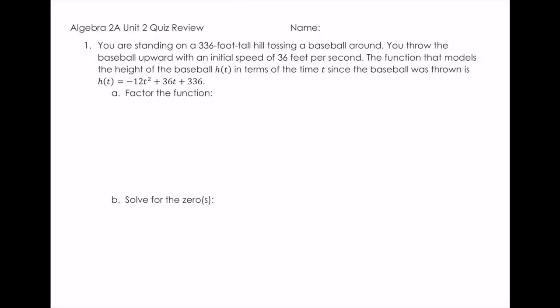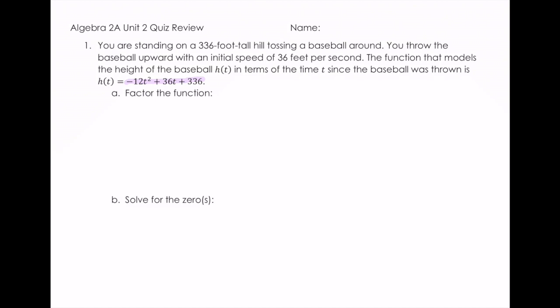Let's move on to our next paper. So on our Unit 2 quiz review, let's look at this first problem. We're standing on a 336-foot tall hill, tossing a baseball. The baseball is thrown upward, and the function below models the height of the baseball in terms of the time since the baseball was thrown. So we're given a function here, and we want to go ahead and find out when does the baseball hit the ground, what was its highest point, all of that good stuff.